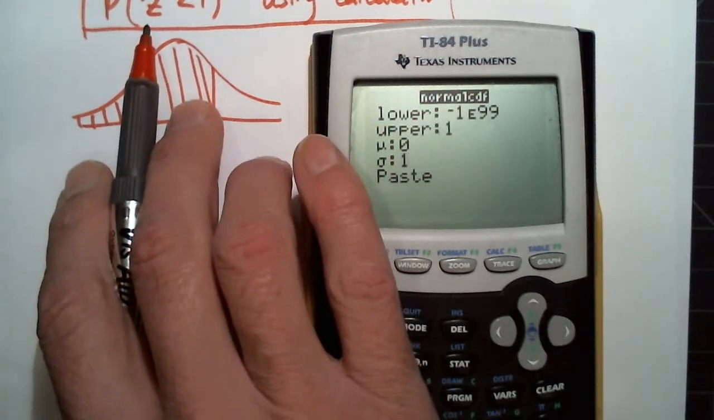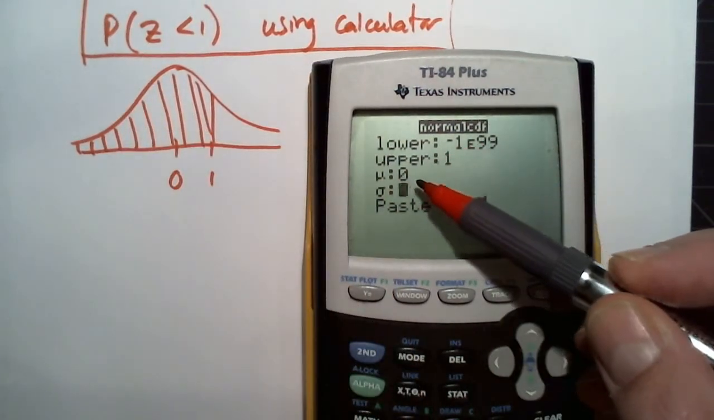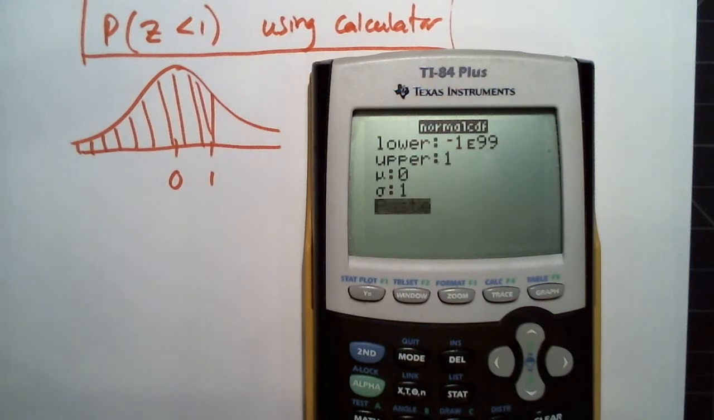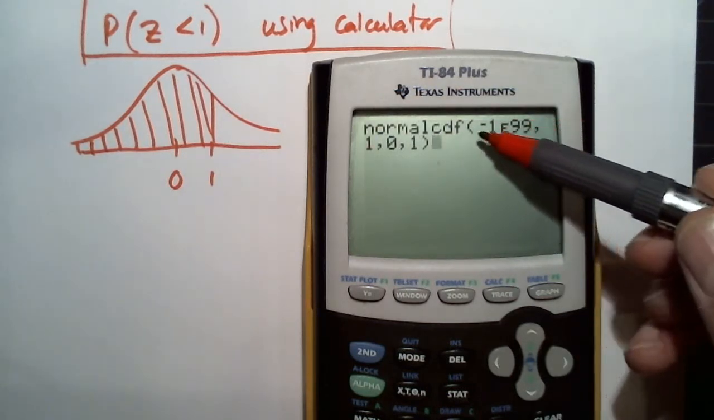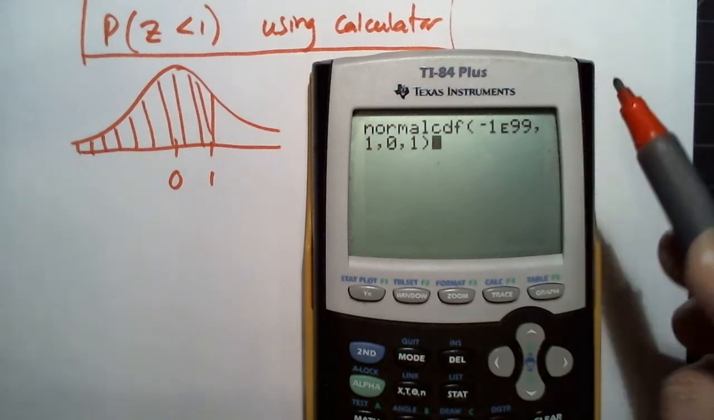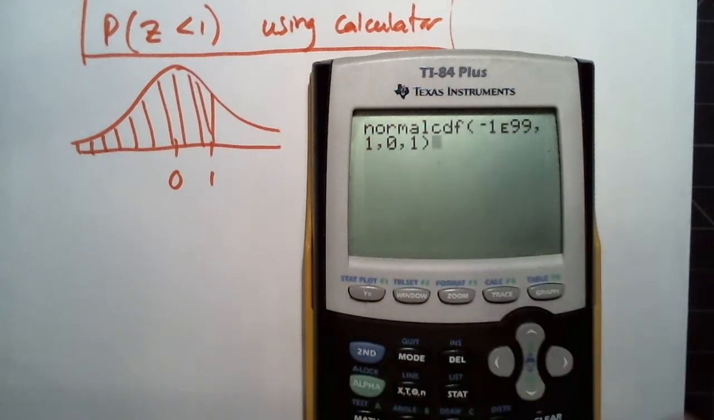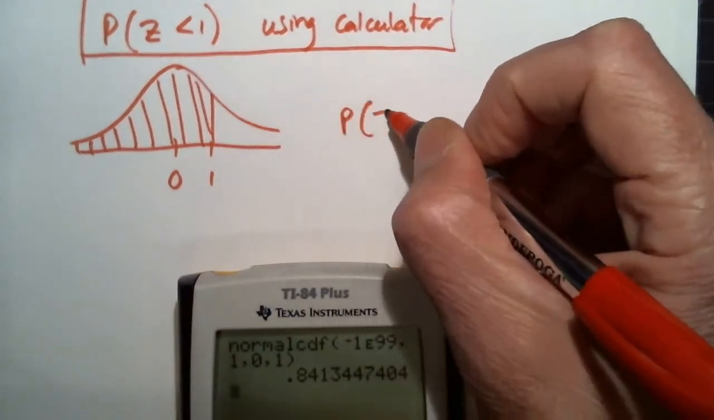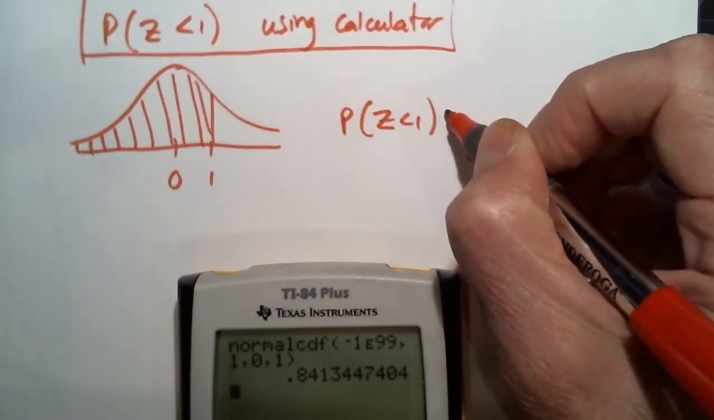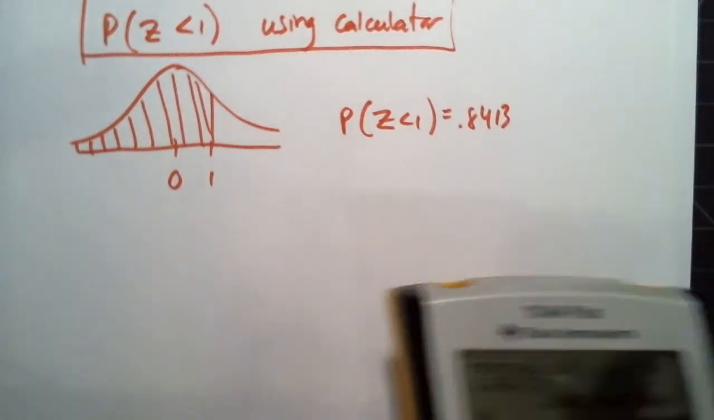Because we have a z variable, we know it's the mean 0, standard deviation of 1. And if your calculator has this display, then you have to know that that's going to be left bound, right bound, mean, standard deviation, and then it gives us the probability. So the probability that z is less than 1 is 0.8413.